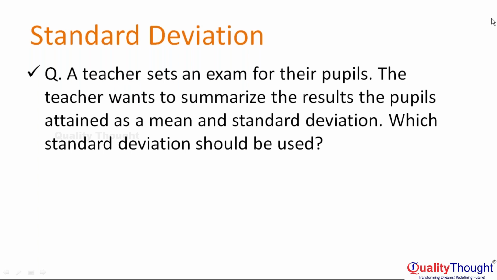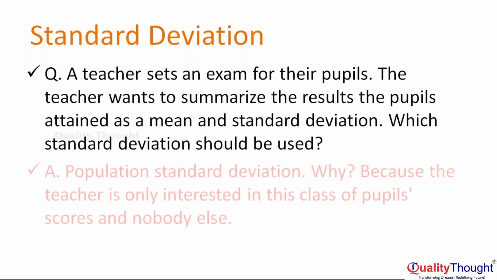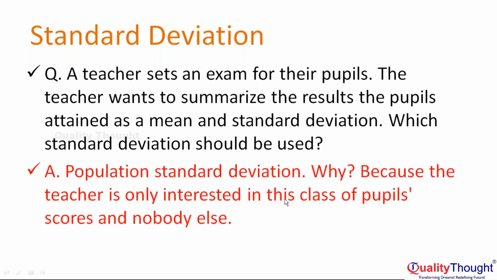Dinesh, correct. Suresh, correct. Venkat Narayana, correct. Sunil, correct. Arun Krishna, wrong. Guys, this is population data. Why? Because the teacher is not trying to set an examination only for a set of students in her class. She wants to set the examination for their students, because the teacher is only interested in this class of pupils and nobody else.